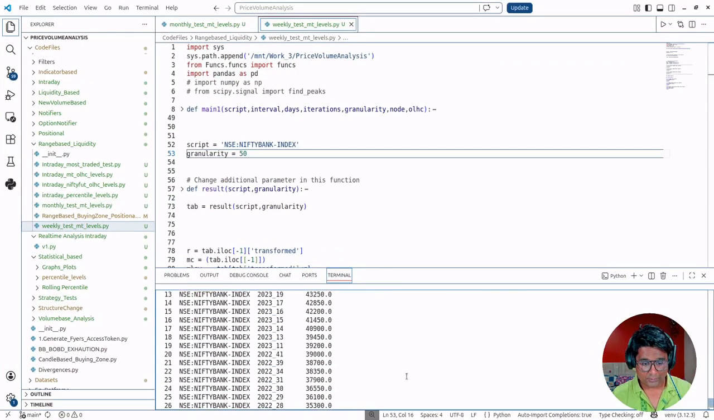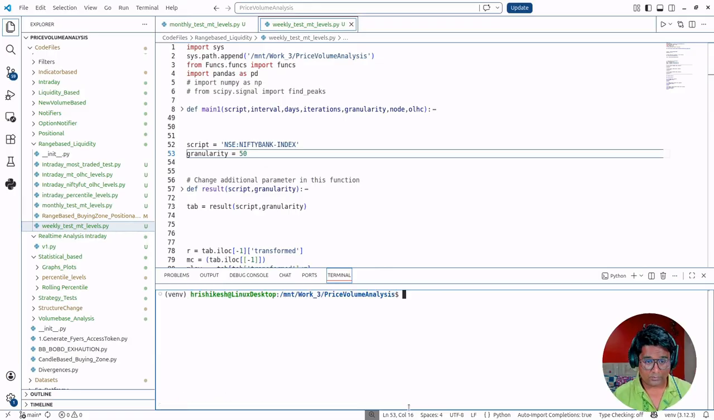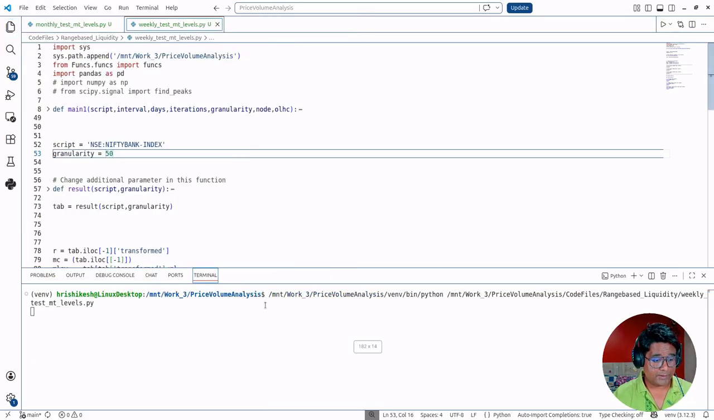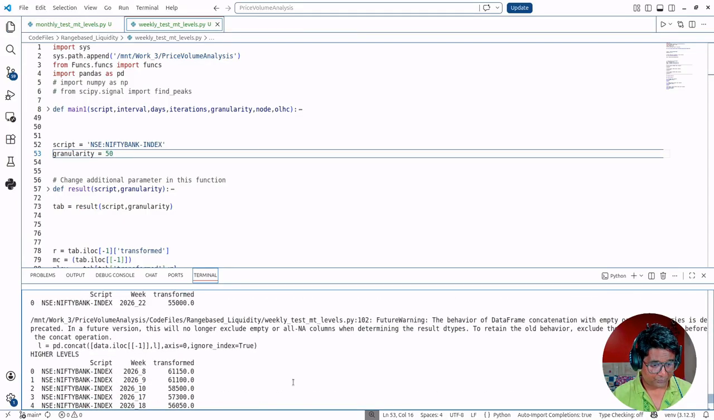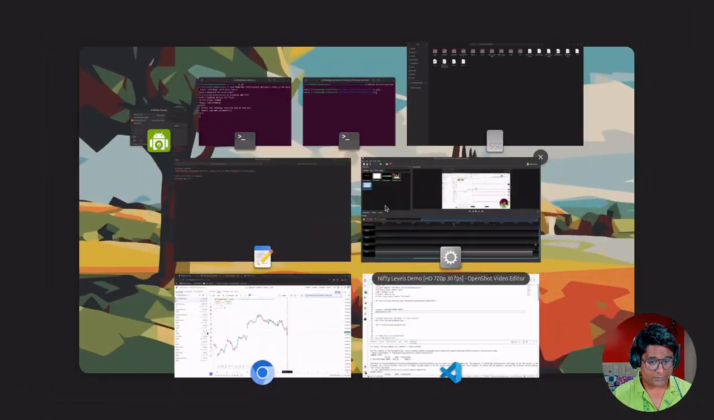So here you can see, let me run this code. Nifty Bank 50 granularity. Let me run this code and get the levels. First level is 55,000.